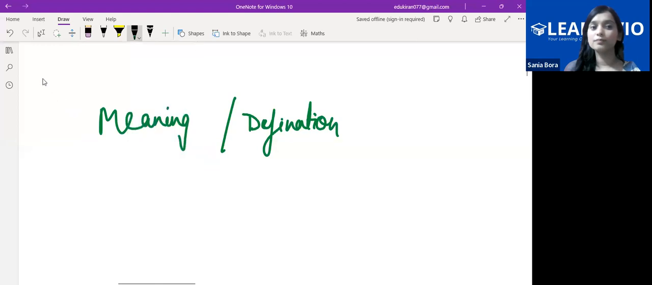Ma'am, money like... No, no, don't tell me the meaning. Just tell me, is there any difference between meaning and definition? If the question comes, write down the meaning of money, or maybe the meaning of anything. And another question is, write down the definition of this. So is there any difference? No, ma'am. Both are same.